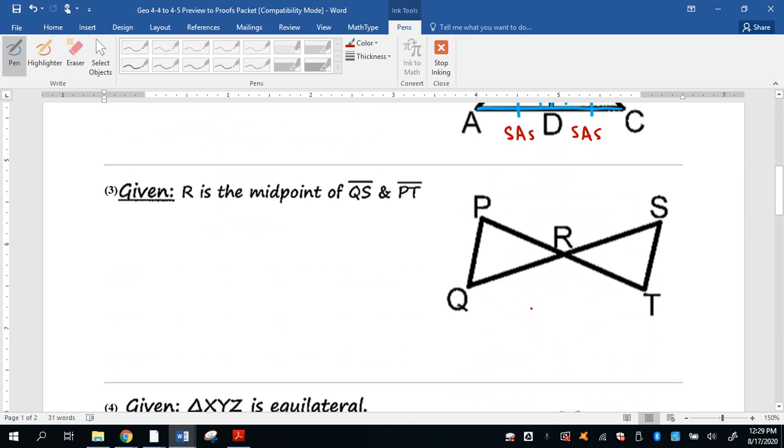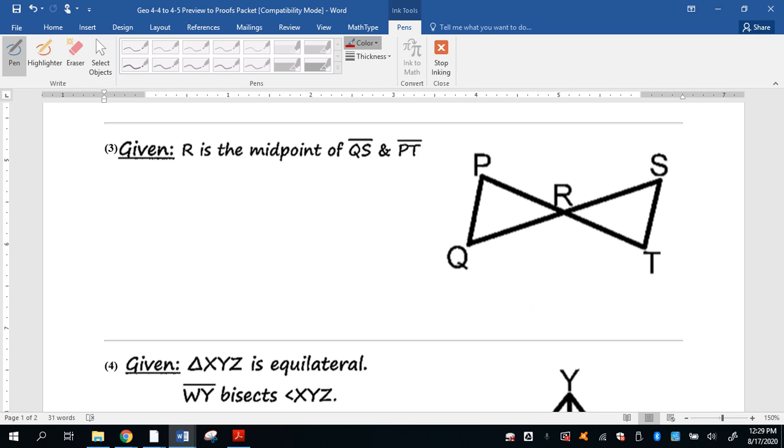Let's look at number 3. R is the midpoint of line segment QS. So let's go ahead, and I'd like to color code. It's not necessary, but I think it's really important. If R is the midpoint of QS, then QS has been cut into two congruent pieces. So by definition of midpoint, those two pieces are congruent. And R is also the midpoint of line segment PT, so I'll use a different color for PT. So if R is the midpoint of PT, those two segments are congruent by definition of midpoint.